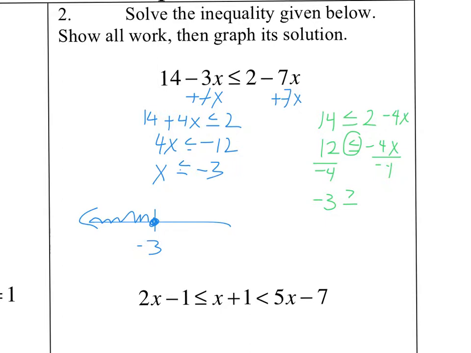The reason for that is what I'm really doing is adding 4x to both sides and then subtracting 3 from both sides. And I get, on this side, just an x. So I've got negative 3 is greater than or equal to x, which I can rewrite as x is less than or equal to negative 3, if I so desire, which is this graph.